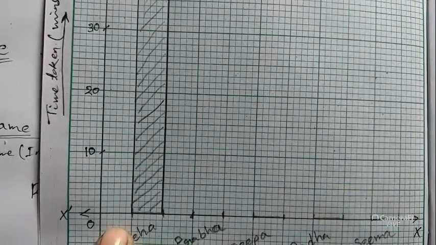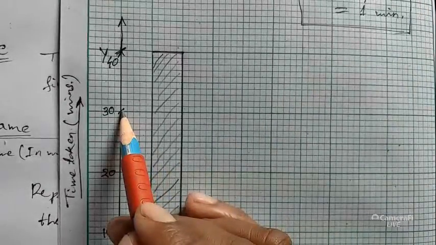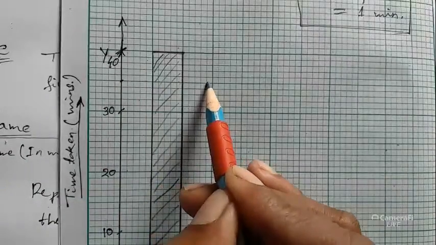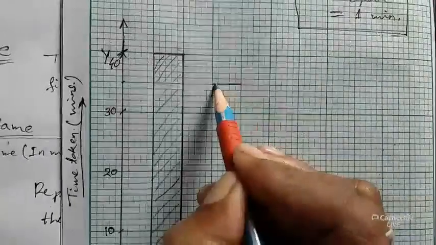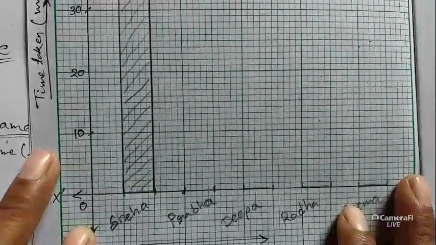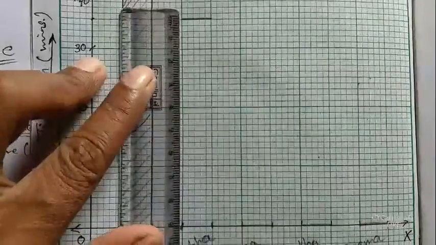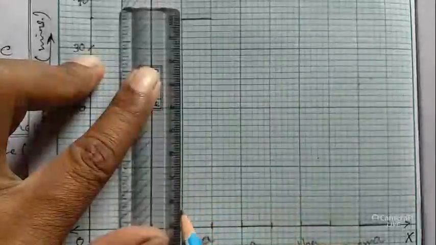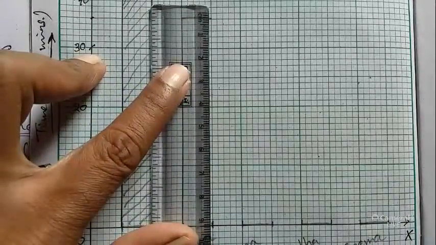So you have to go to 35 along the y-axis. Where is it? This is 30. So 1, 2, 3, 4, 5. This is 35. So along this 35 line, this is the height of the rectangular bar for Prabha. Okay, let us join and complete the rectangular bar. This is the rectangular bar for Prabha.